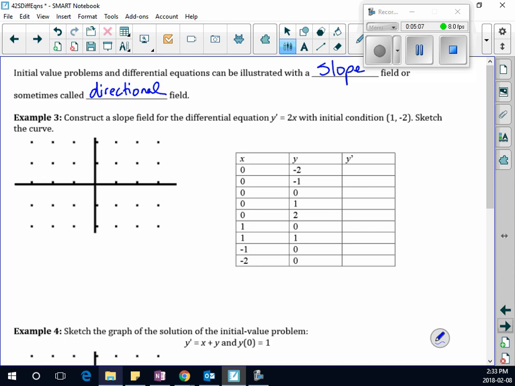So anyways, the first thing we should do is actually plot 1, -2 on here. So 1, -2 is right there. Yes?